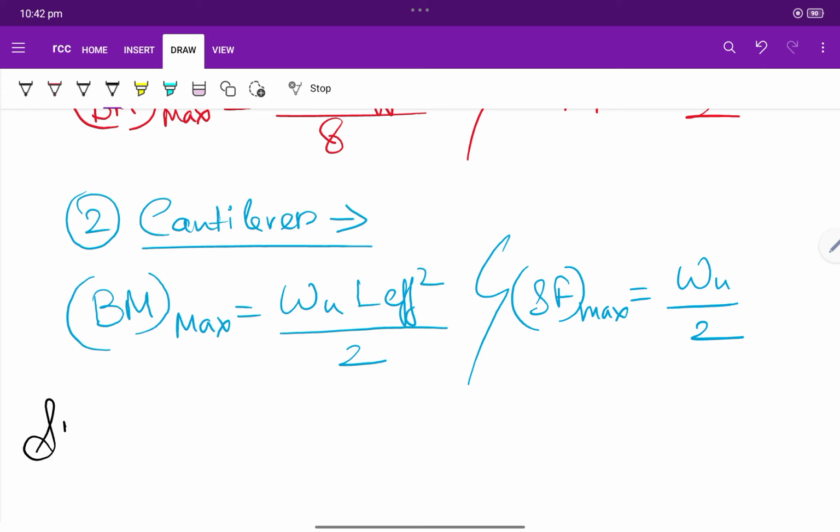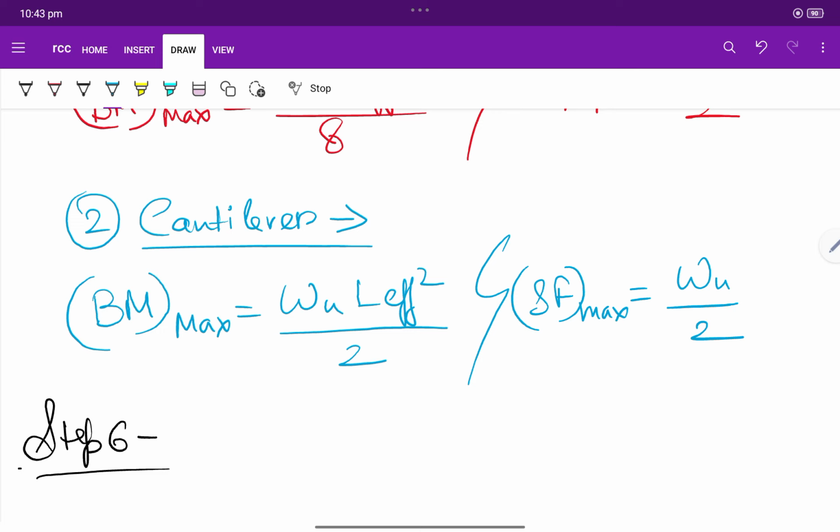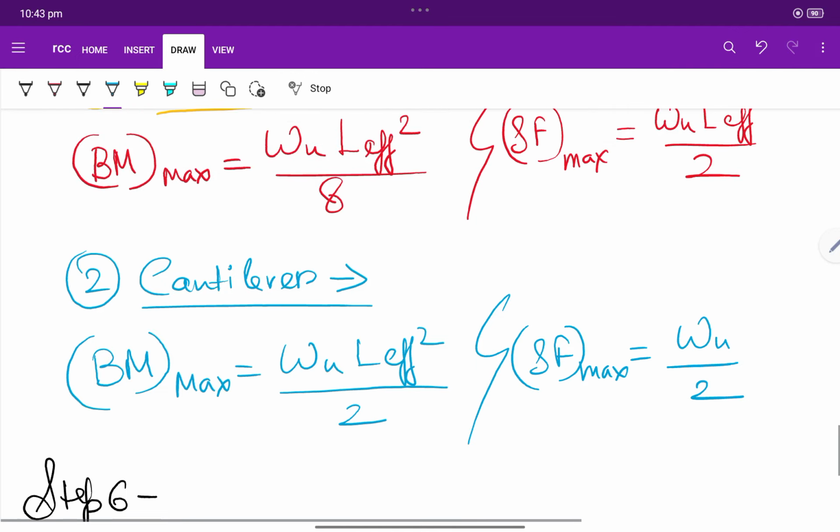Step 6, let's see. Now we will check for moment, and from this moment formula we will calculate the D required. Okay, so we will calculate the D required.